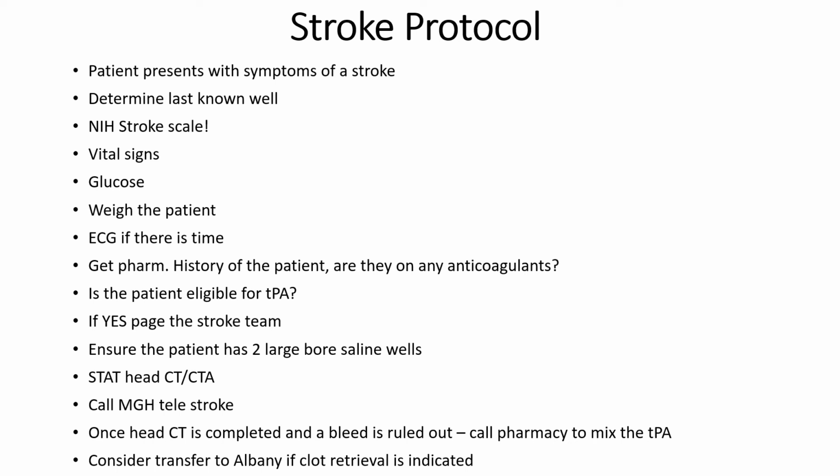So once we rule out a brain bleed and we can give the TPA, we're going to do the CTA, so that's with contrast, and we're going to take a look at the ischemic stroke in the brain.